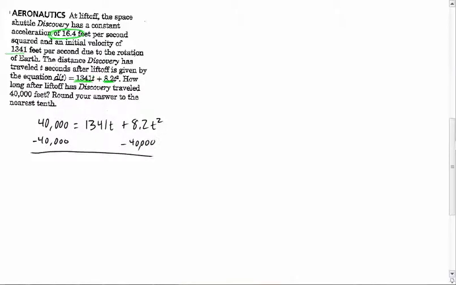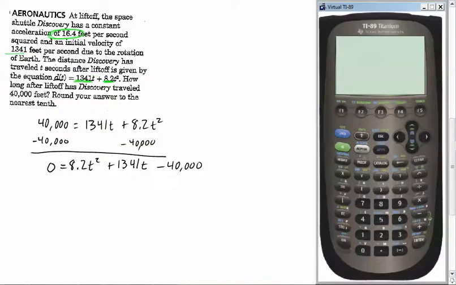And at the same time, I'm going to rearrange it so it's standard form. So it's going to be 0 equals 8.2t squared plus 1341t, and then minus 40,000. Okay, so now we can go ahead and put that into our graph. So let's go to the y equals screen. Oops, I guess I got to turn it on first. So y equals, clear whatever's there, and type in the equation: 8.2x squared plus 1341x minus 40,000. Okay, and we go to graph.